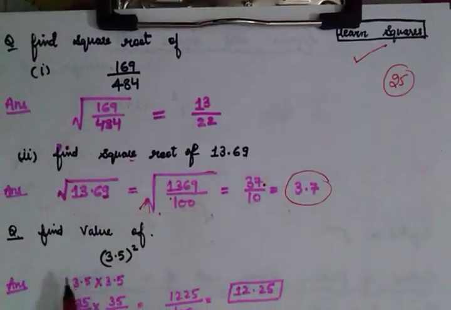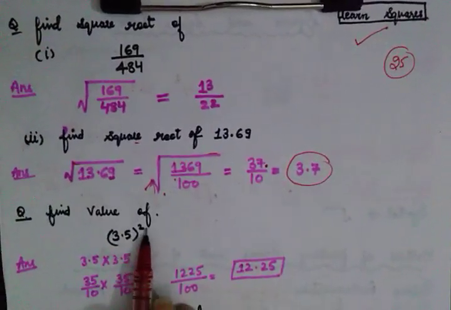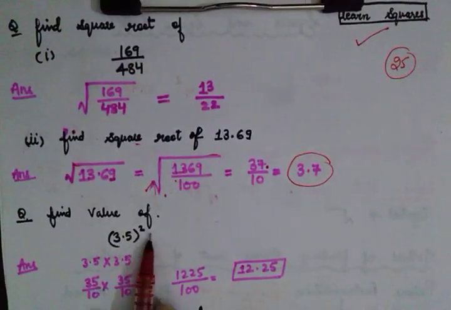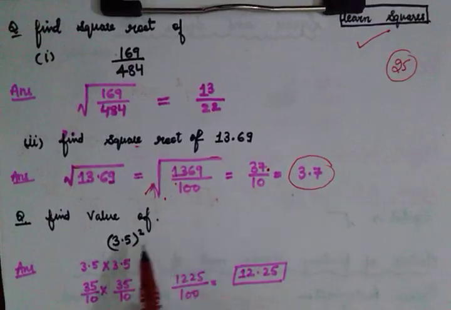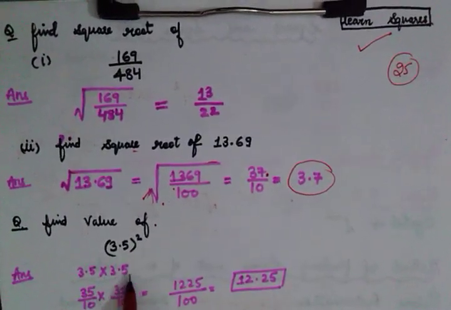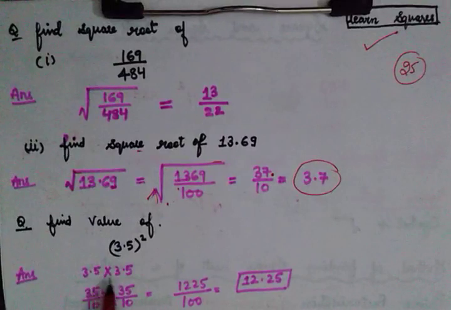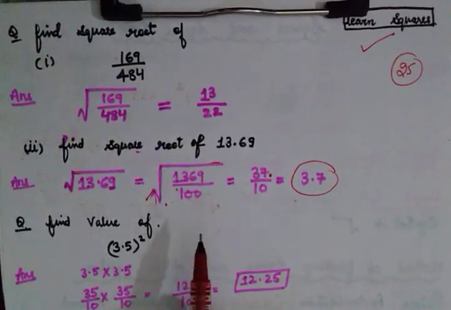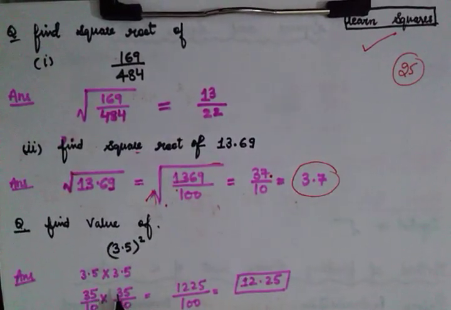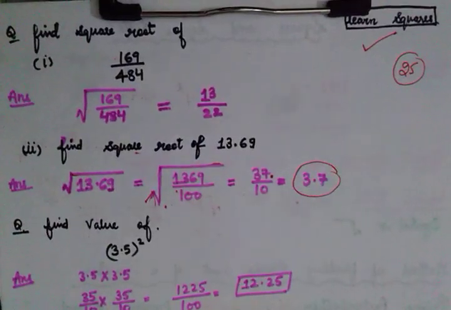Next question is find the value of 3.5 square. Here they are asking about the square, not about the square root. That means 3.5 has to be multiplied by 3.5. Those who are comfortable with decimal multiplication, please go ahead. Otherwise, those who are weak in this process, please convert your numbers into fractions.